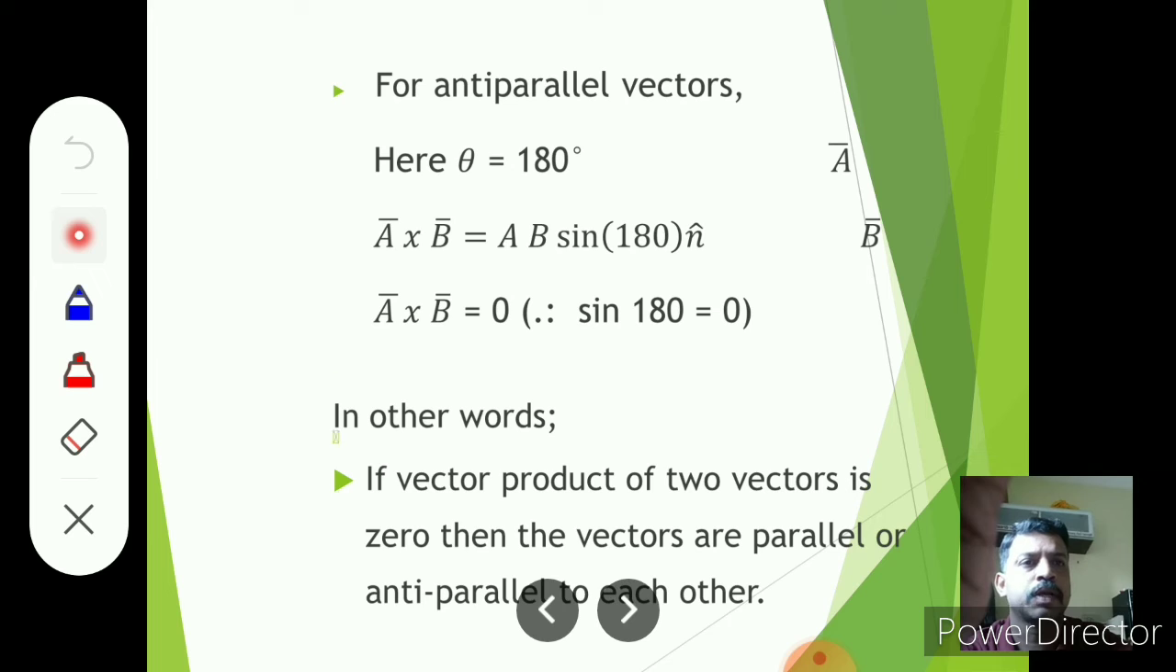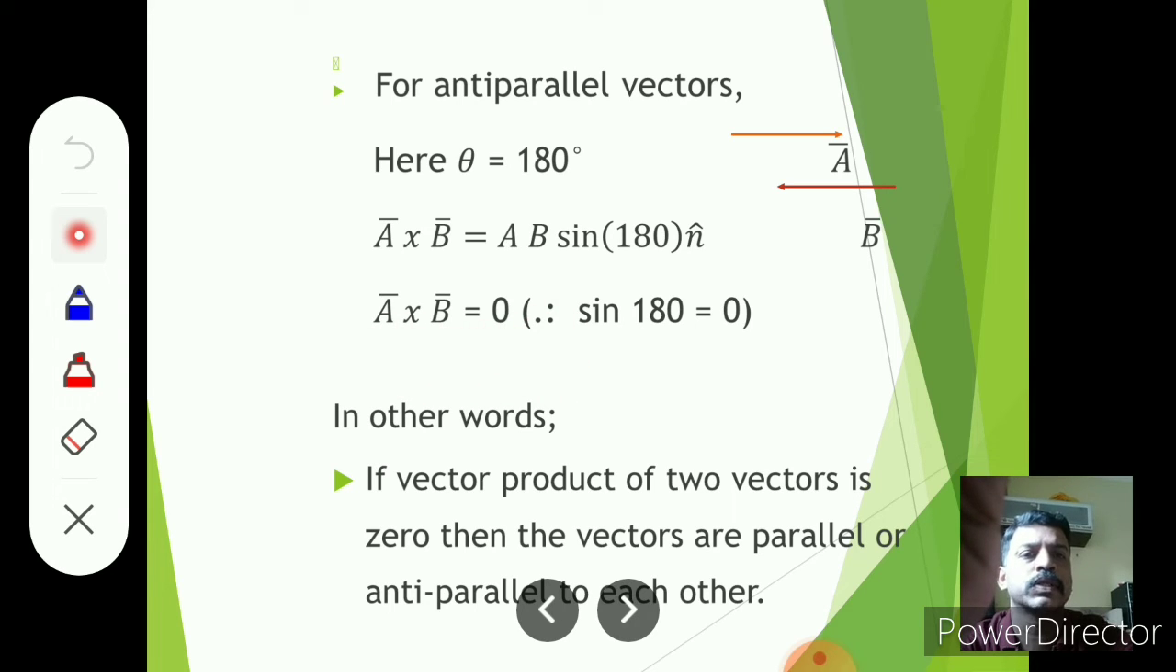Here again we show that vector A and vector B are in anti-parallel direction. For anti-parallel vectors, theta is equal to 180 degrees, therefore A cross B is equal to AB sine 180, and therefore A cross B is equal to 0 because sine 180 is equal to 0, and anything multiplied by 0 is 0. When vectors are anti-parallel, the cross product is 0. When vectors are parallel, the cross product is also 0.